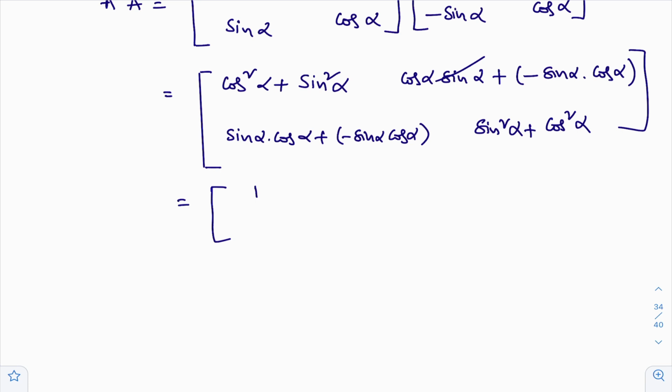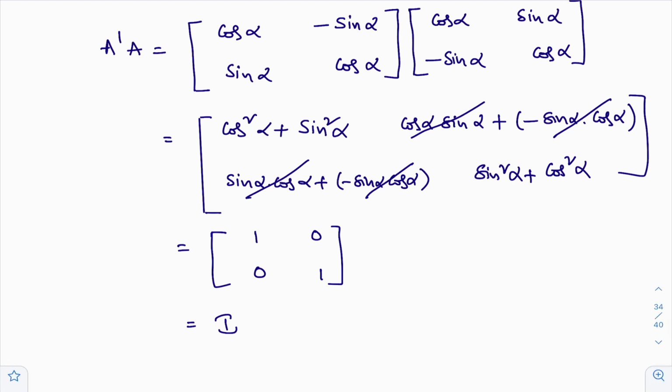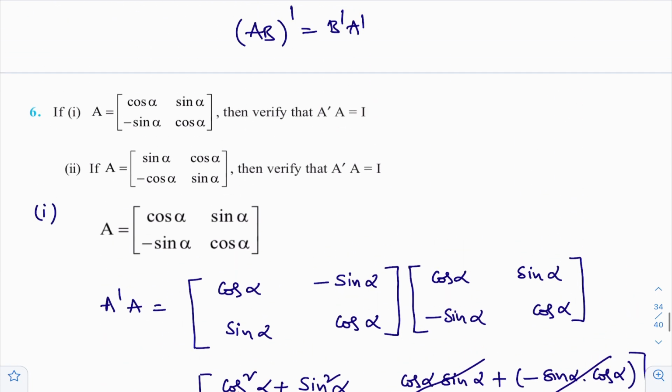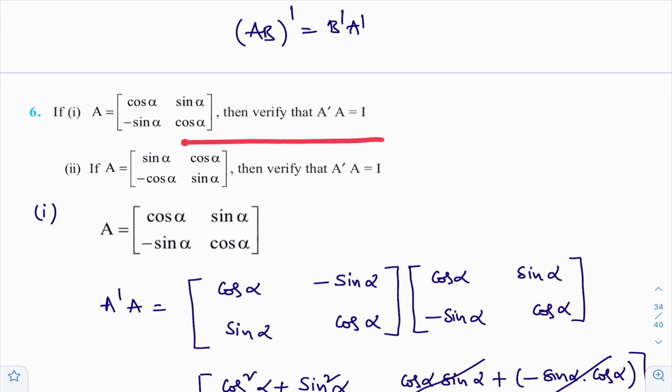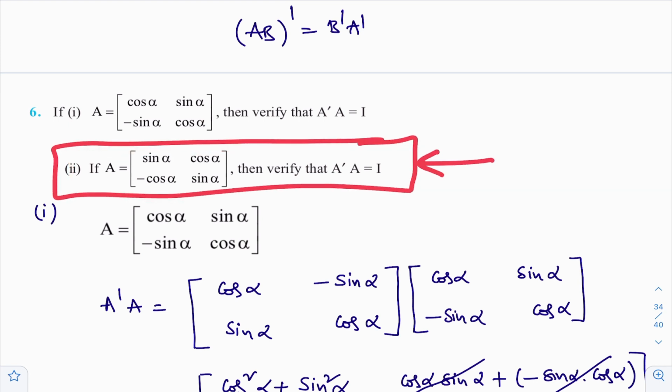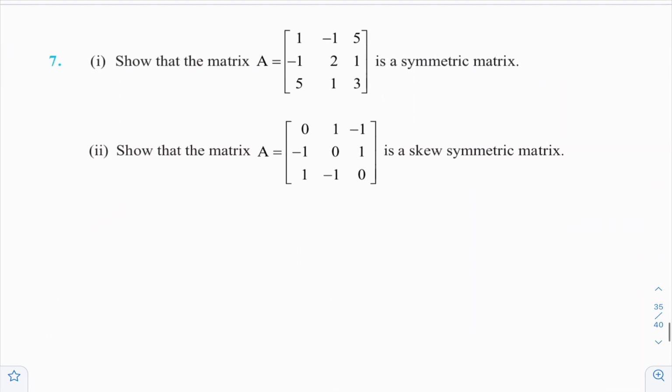You can observe here, plus cos alpha sin alpha, minus sin alpha cos alpha will get cancelled. Same thing, minus sin alpha cos alpha plus sin alpha cos alpha will get cancelled. So you will get 0, 0. And sin square alpha plus cos square alpha value is 1. So what is this? This is I. I just started calculating A transpose into A and I got it as I. A dash into A equal to I. Similarly, I request you to practice this problem. Practice makes you perfect in mathematics, right? I can do this, but I want you to try this on your own. Now we'll move to the next question.